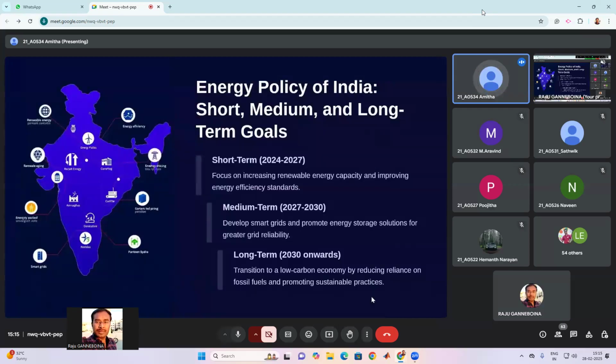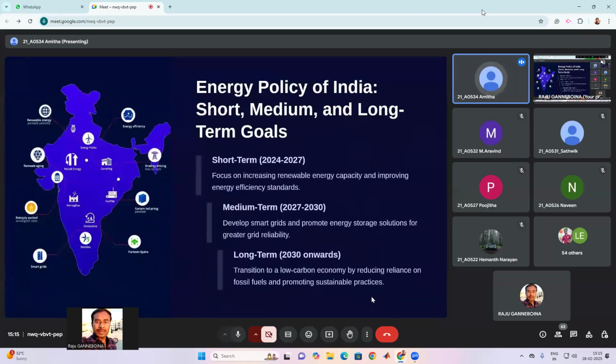Next, middle-term goals. Middle-term goals are nothing but those which require infrastructure investment and policy changes. This requires some time to implement. In this, we can develop smart grids for energy management and integration of renewables. Here, we can also promote storage solutions like battery storage and pumped hydro storage for storing the energy to be used later.